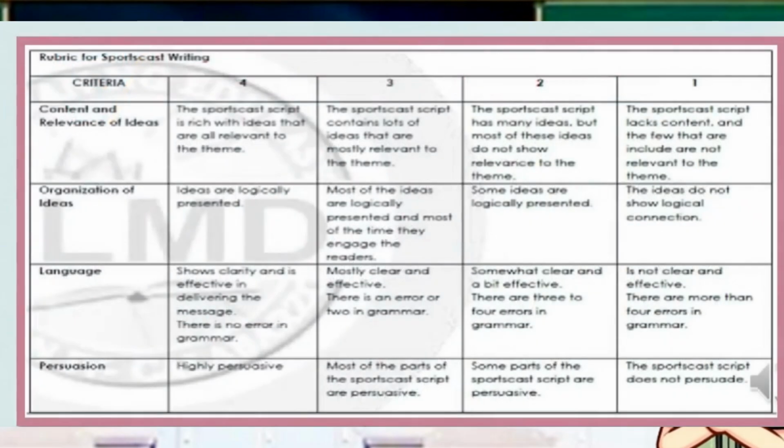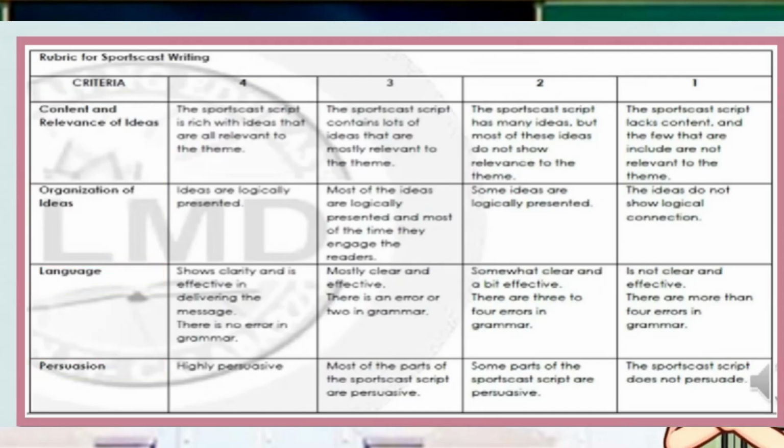So here is the guide or rubric for sportscast writing. We have here the different criteria. The first one is content and relevance of ideas. Next, organization of ideas. Language.